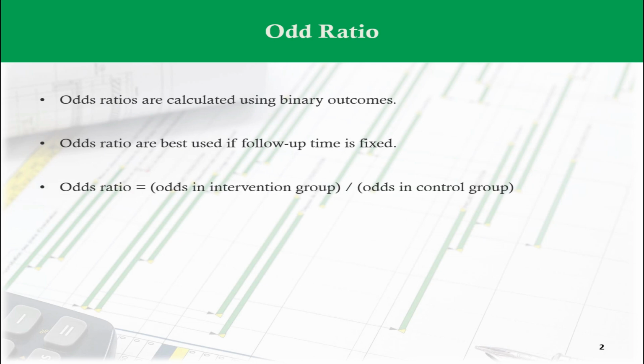Odds ratio equals the odds in the intervention group divided by the odds in the control group. Another slightly clunky interpretation here too. As an example, an odds ratio of 1.1 would suggest a 10% increase in the odds of the outcome in the intervention group than the control group.